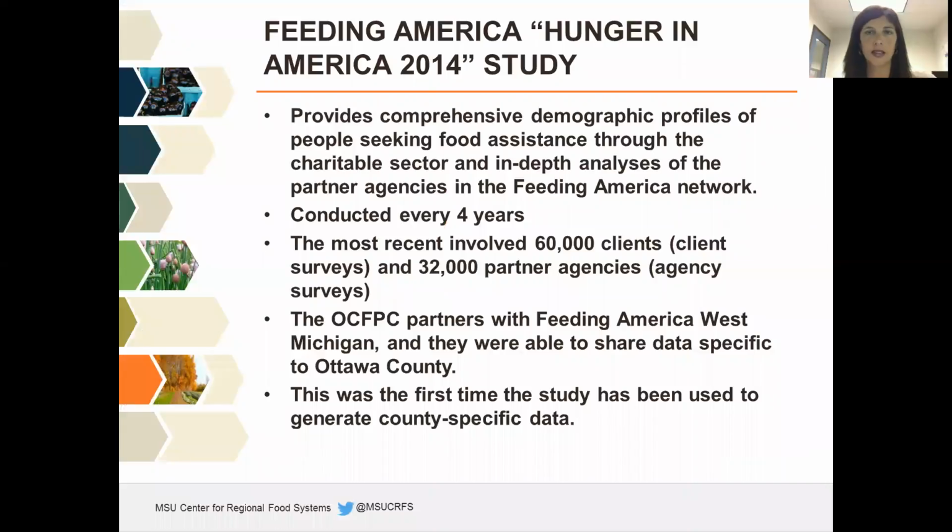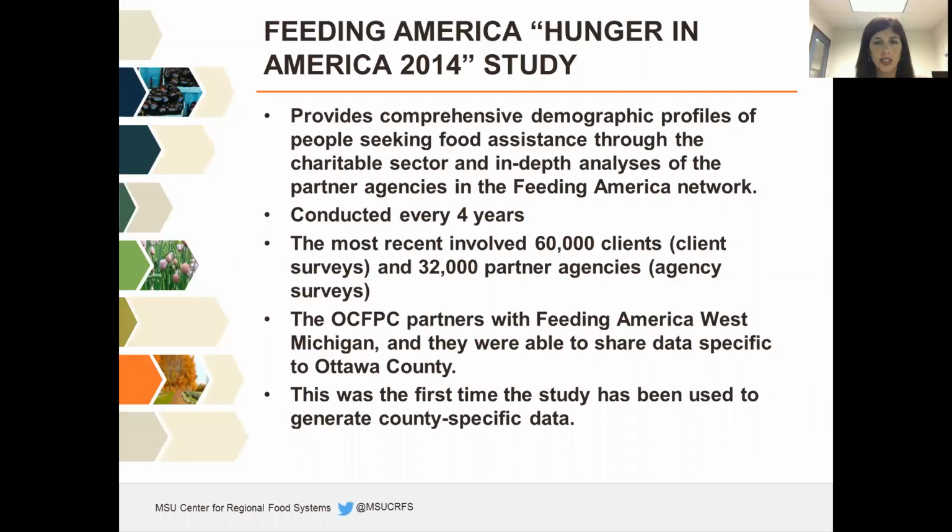Another really great source of secondary data that we've used is Feeding America's Hunger in America study. It's conducted every 4 years. The most recent data came out in 2014. The nice thing about this research is it provides really comprehensive demographic profiles of people that are needing food assistance through the partner agencies in the Feeding America network. The most recent 2014 data, like I said, involved 60,000 clients, and those clients filled out surveys. They also worked with 32,000 different partner agencies across the country through Feeding America.